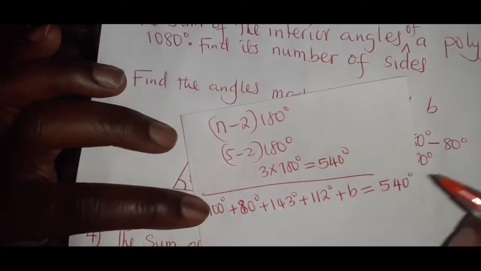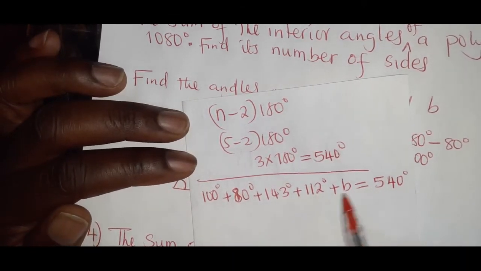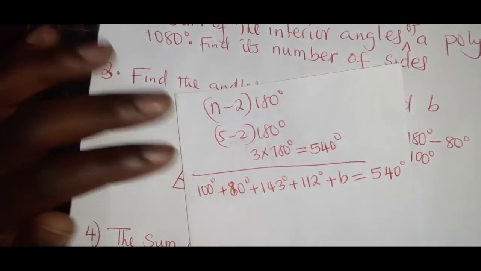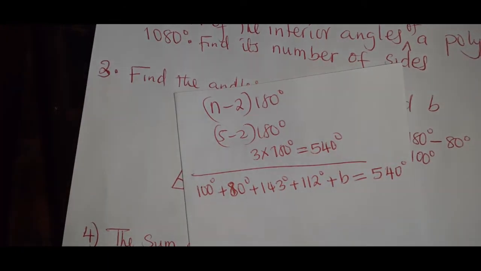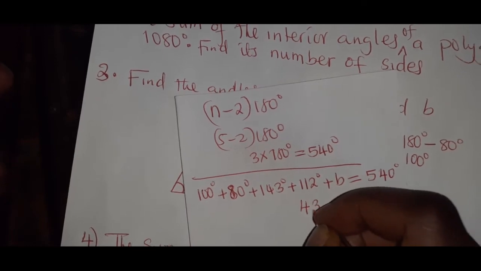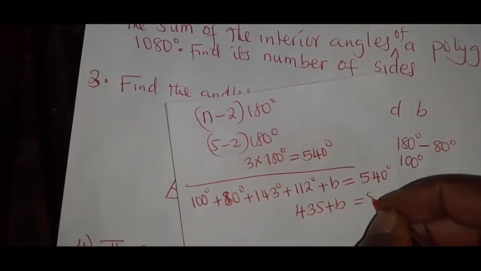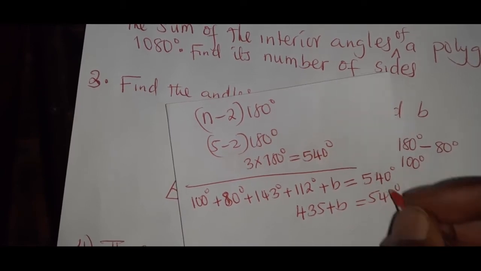I hope you are following me. So now what we just have to do is to add all these here. What do we get when we add this? If I'm correct, we're going to get this plus B. This must give us 540 degrees.